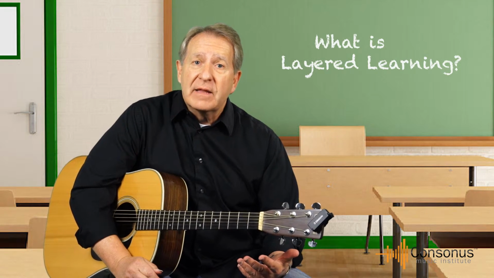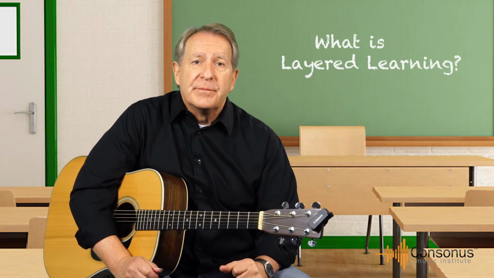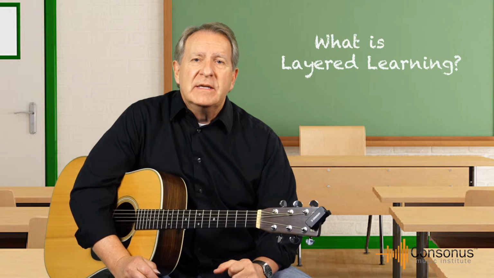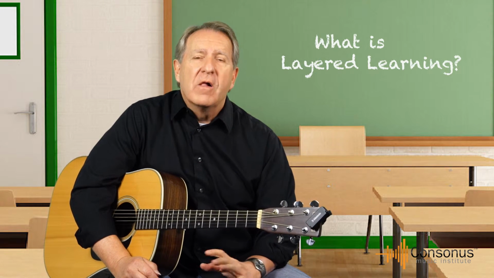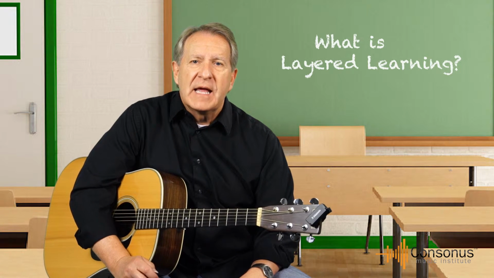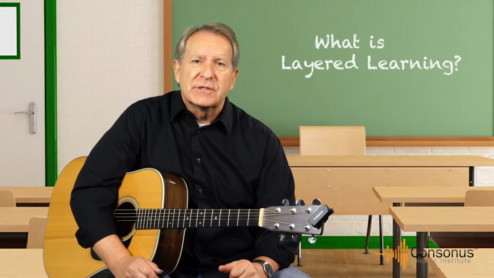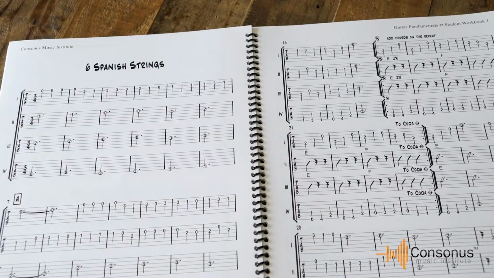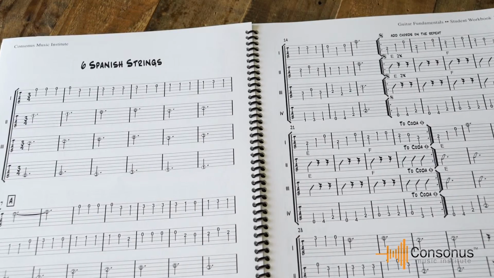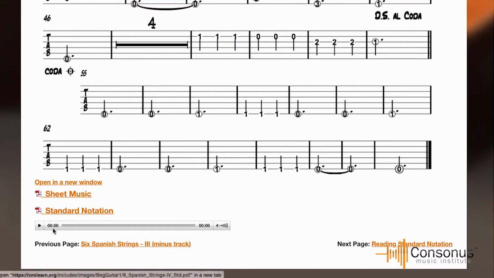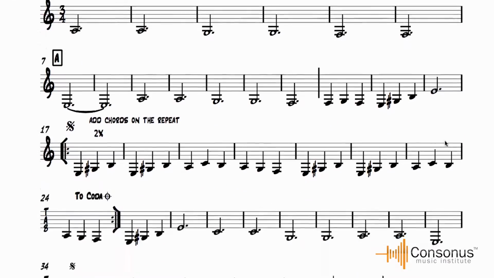Another application of layered learning is used with the guitar ensemble pieces contained in the book. Some of the ensembles are written in tablature. As with the other tablature exercises and pieces, all of the ensembles that appear in tablature can be accessed in standard notation in the layered learning section of the lesson. For example, if the students are learning 6 Spanish Strings in Lesson 17, which is written in tablature, the ensemble can be found written in standard notation in the layered learning section of Lesson 17.